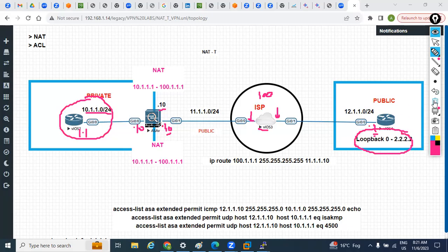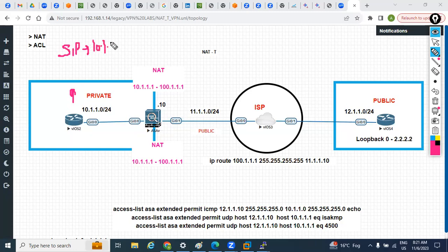So from here, the source IP in the ACL would be 10.1.1.0, and the destination IP would be 2.2.2.0. And from this side, the source would be 2.2.2.0 and the destination would be 10.1.1.0/24. This is the interesting traffic.